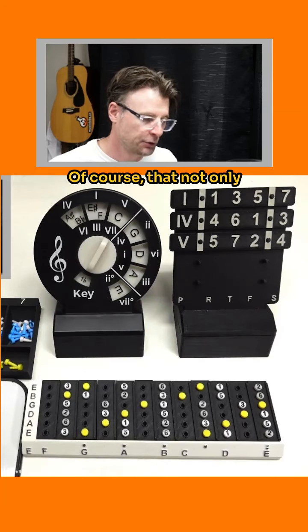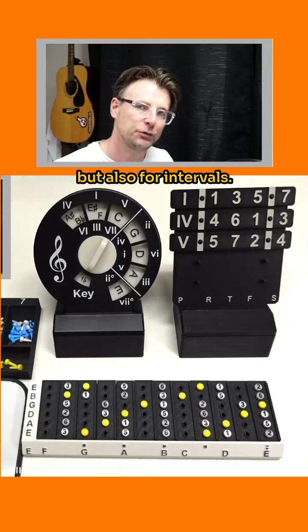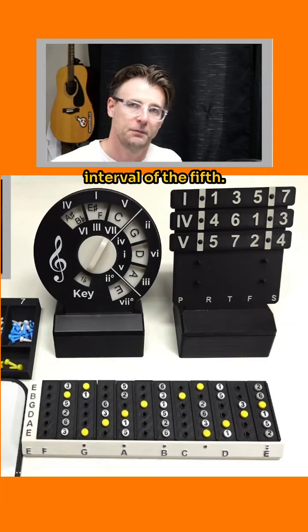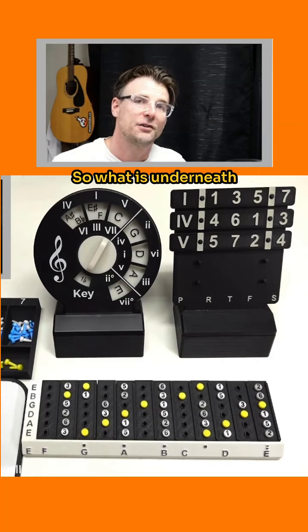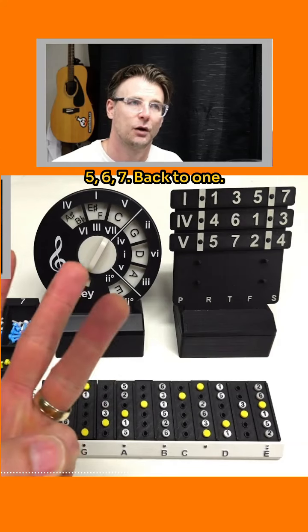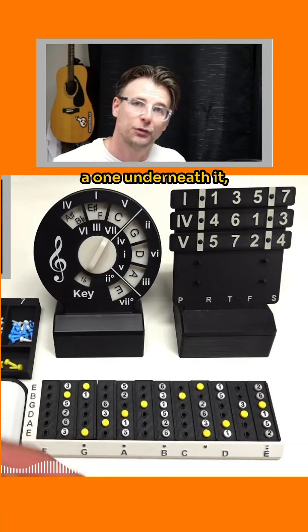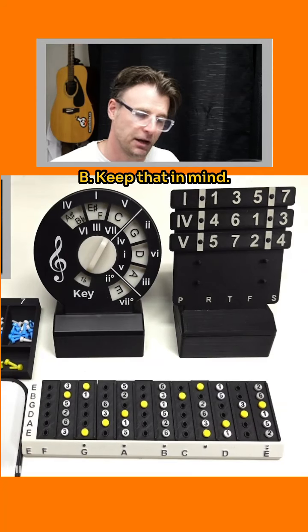Of course, that not only works for note names like I just demonstrated, but also for intervals. Let's take an example interval of the fifth. Now that's also a chord progression, the fifth. So what is underneath that fifth interval? 5, 6, 7, back to 1. So there's a 1. Everywhere there's a 5, there's a 1 underneath it, except when we have our shift from G to B. Keep that in mind.